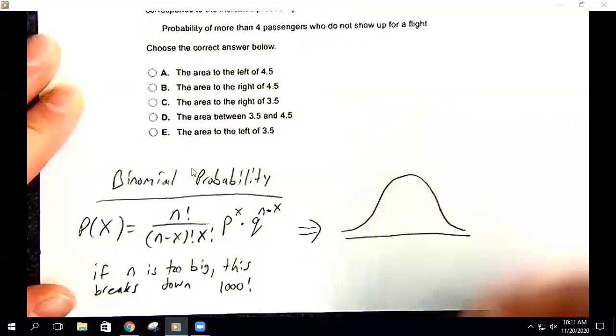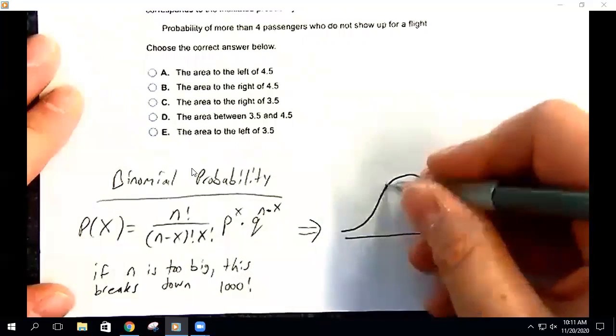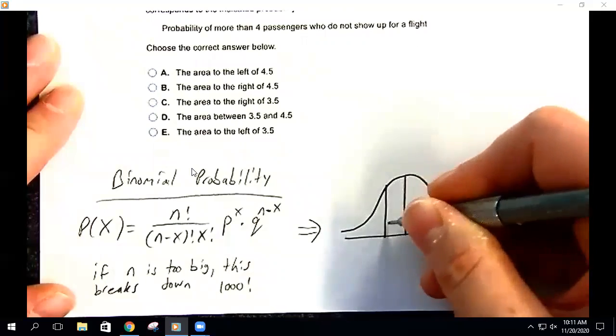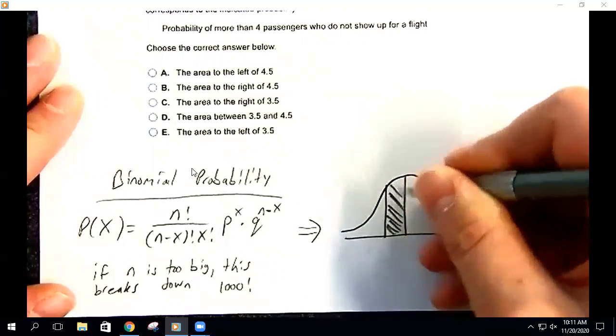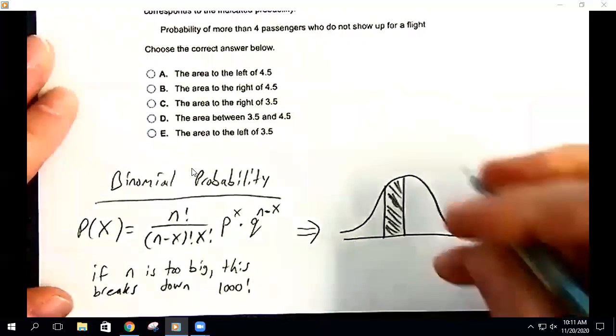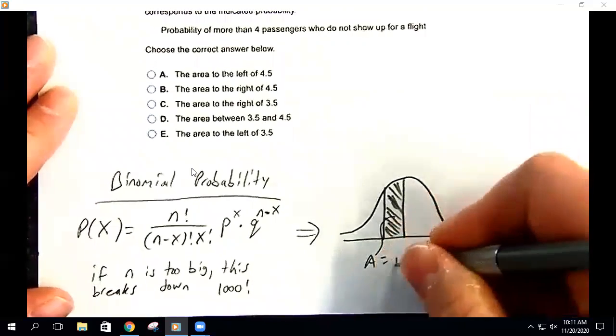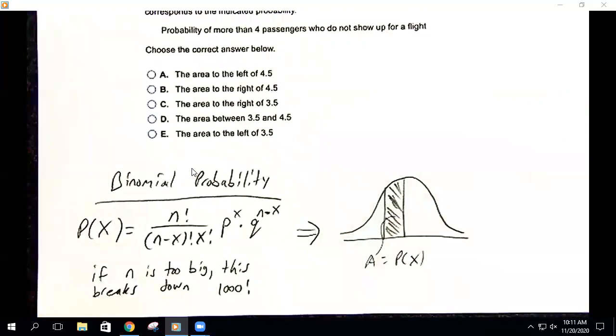So here we have the normal curve, and we can find some area, which we've had lots of practice doing. And then that area could be the same as the probability calculated using the binomial probability formula.